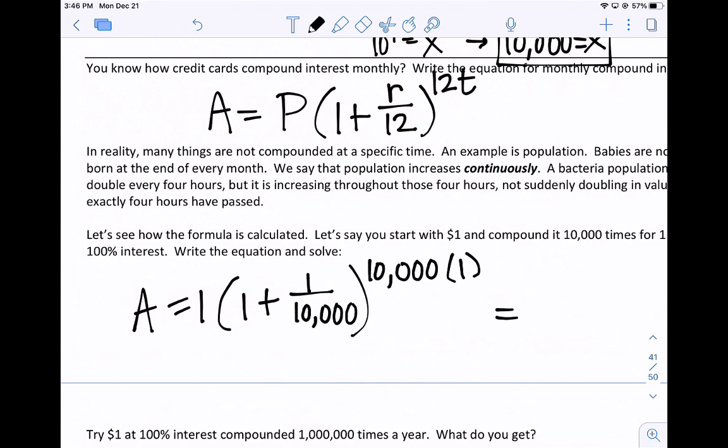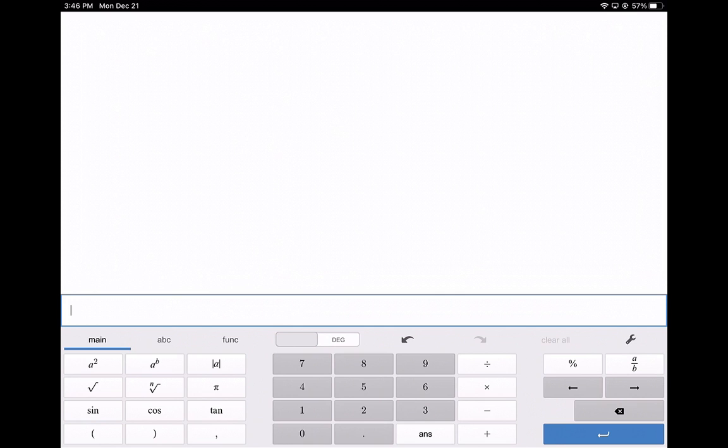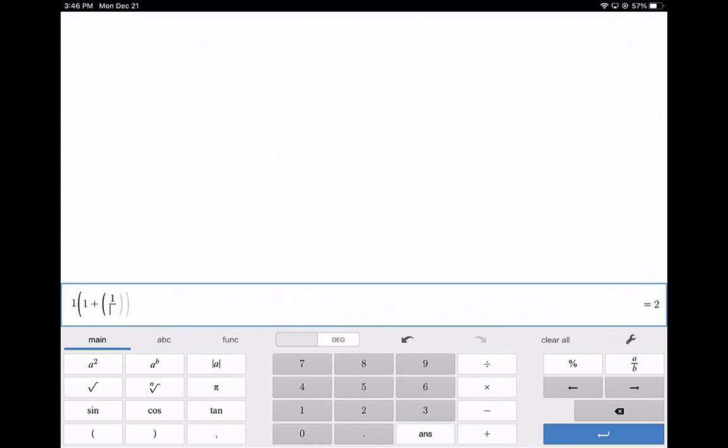So I'm going to pop up my scientific Desmos calculator. And let's clear it all. So we'll start with 1, and it's increasing at 100%, so 1 divided by 10,000 times a year, to the power of 10,000 times for 1 year. I guess I don't need that times 1, but if I did, it's not going to let me do it. I guess it doesn't like that. Okay. All right, well, 10,000 times 1 is 10,000.